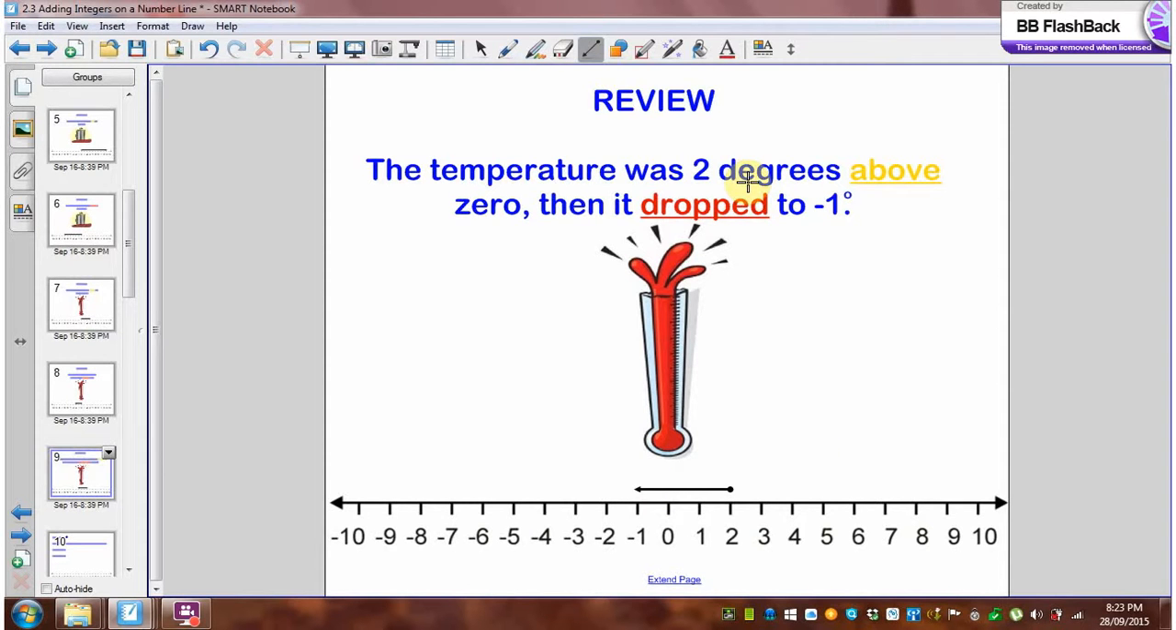Okay, just pause for a moment and think to yourself. It started at 2, and it dropped down to -1. How many degrees did it drop down? If you look at your number line, you can count it out. It dropped down 1, 2, 3 degrees. It went from 2 to -1, but the amount of spaces it went down was 3. So just keep that in mind.